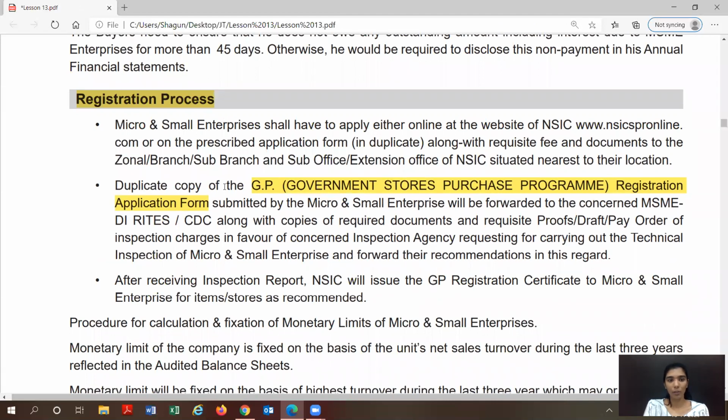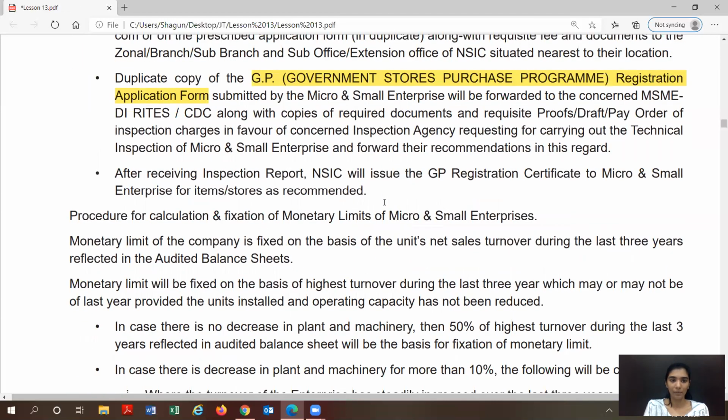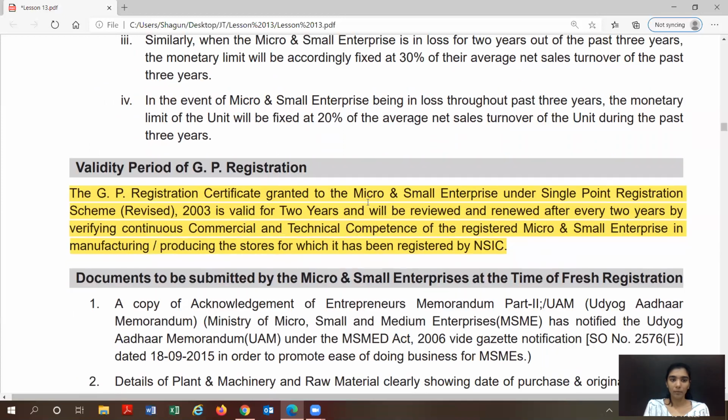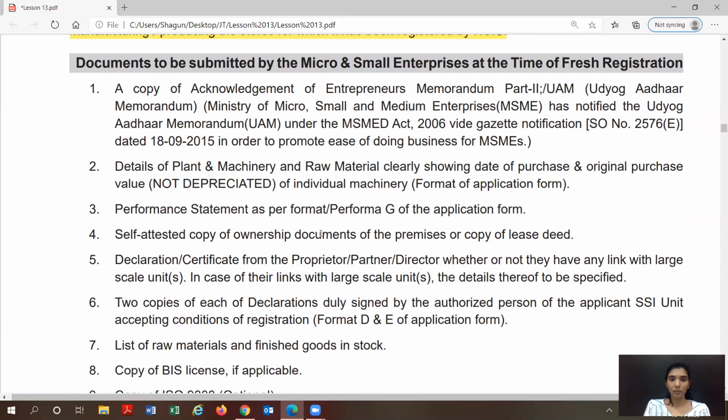You can just read through the registration process for MSME. Your MSME registration is valid for 2 years, and after every 2 years, it has to be renewed. Various documents are to be submitted by the MSMEs at the time of fresh registration. You can just read through once.